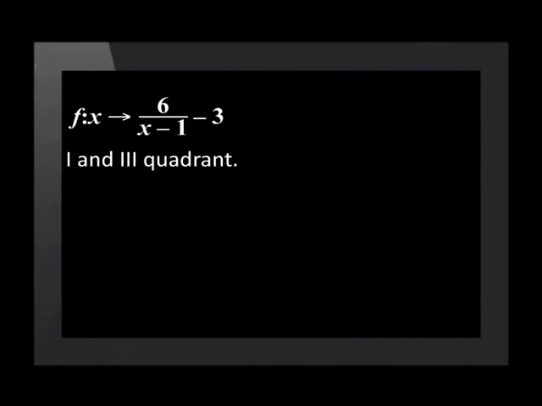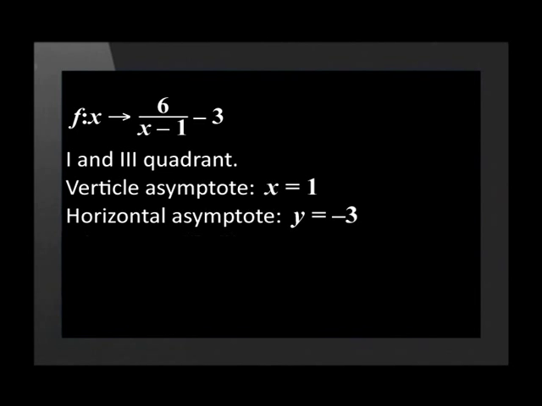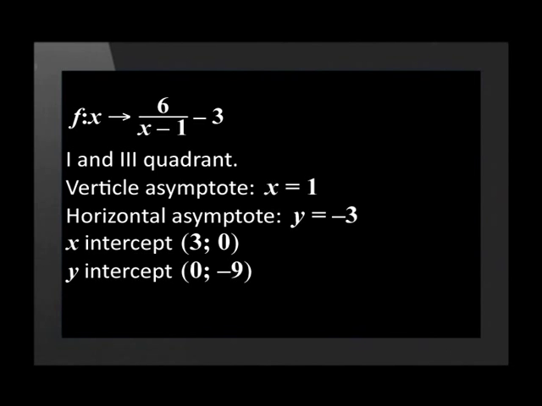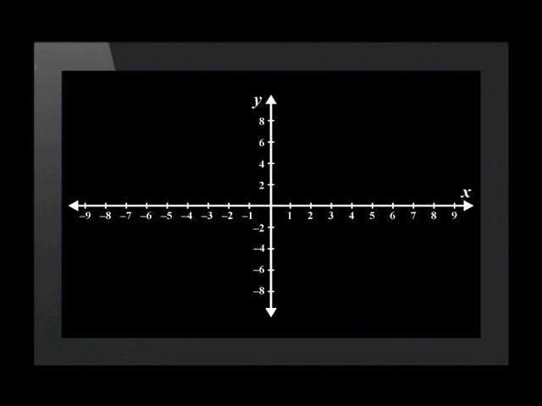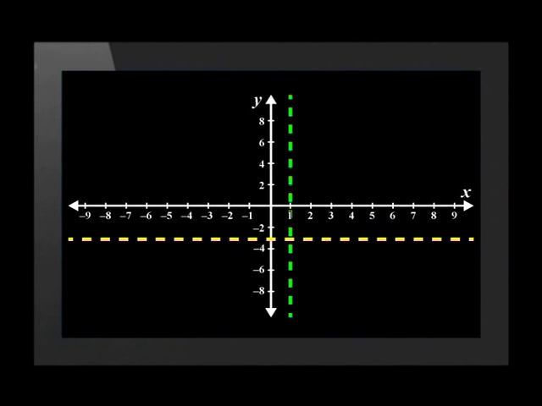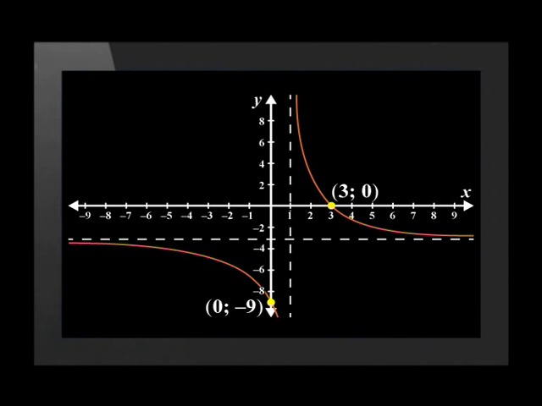The graph falls in the first and third quadrant. The vertical asymptote is x is equal to 1. The horizontal asymptote is y is equal to negative 3. The intercepts are 3, 0 and 0, negative 9. The asymptotes are drawn with dashed lines at x equals 1 and y equals negative 3. The intercepts are plotted at 3, 0 and 0, negative 9. And the graph is plotted through the intercepts in the first and third quadrants.